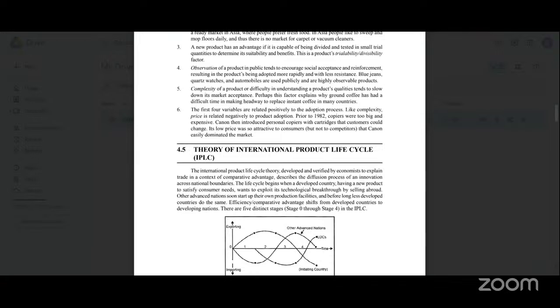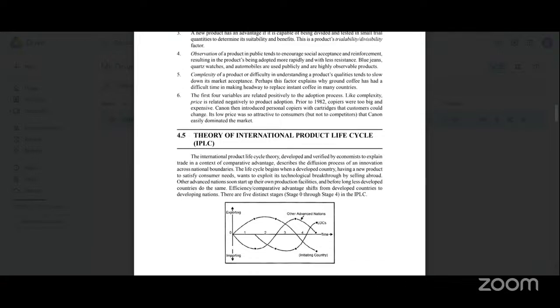Then we also require an observation of a product in public. How is it accepted? Is there social acceptance? Is there reinforcement? That means again and again people want to purchase the product. So, are there any triggers which reinforce that thought process in the customer's mindset? And therefore, that will help in a more rapid adoption and less resistance. One example is blue jeans or quartz watches or automobiles. They're used publicly and are highly observable products.